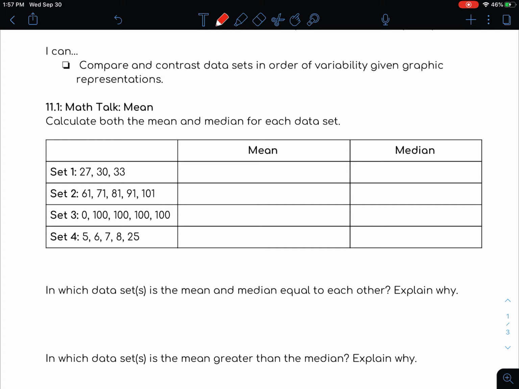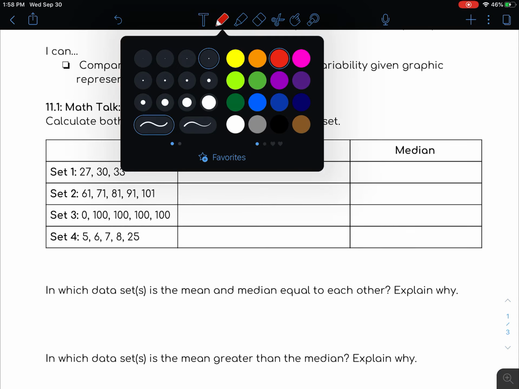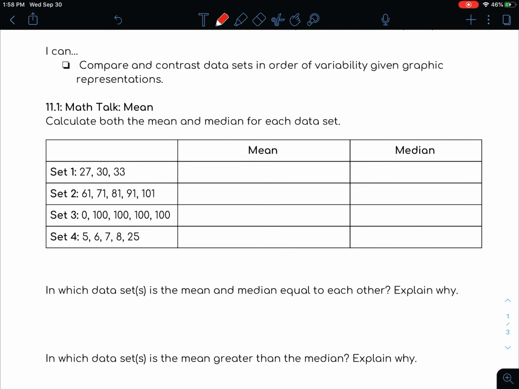So for each one of these sets of data, we're going to go ahead and get the mean and the median. So we're going to get the mean for the first one. We'll notice that if we add them together, 27 plus 30 plus 33, and then divide by how many there are, we get, in this case, 90 divided by 3, which is 30. Since the numbers are already in order, the middle number is the median. So the median is also 30.